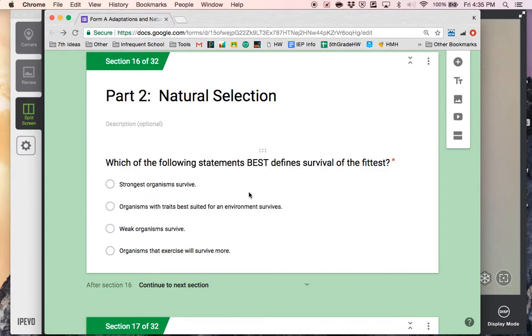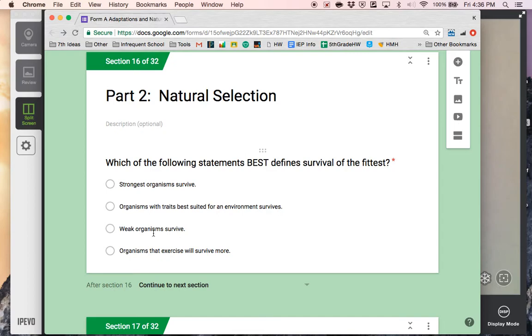Which of the following statements best defines survival of the fittest? Strongest organisms survive. Okay, maybe. Organisms with traits best suited for an environment survive. Ooh, if we're talking about natural selection, you've got to think about the word environment in there. If I just have a strong organism, maybe this strong organism is now not so strong because the environment's changing. So just because you can beat someone in arm wrestling doesn't mean you're necessarily going to survive long term. I think this is the key here. You've got to be able to adapt to your environment.